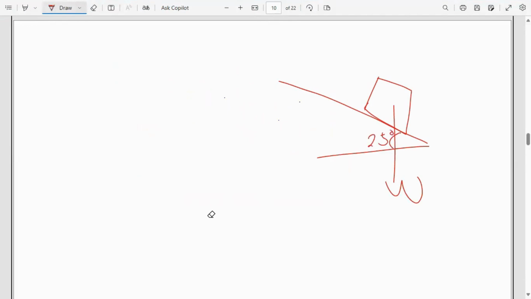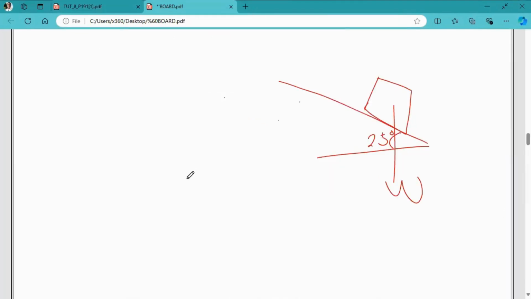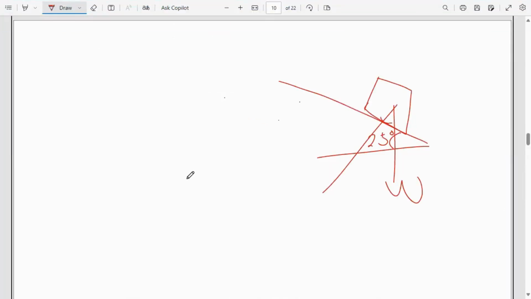So we have two objects. There's one that is inclined like that. And we know there is weight acting down there. But since there's a theta here of 25 degrees, and there's 5 kilograms, we have to resolve our forces. So we're going to have our mg cos theta here and our mg sin theta at that side.